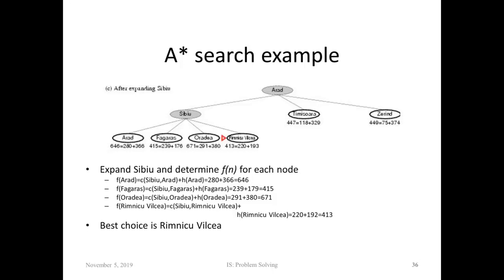For Fagaras, the path that we had to travel from Sibiu to Fagaras is 239, plus the beeline distance to Bucharest, and that's 415 and so forth. And what you now realize is that for all these 4 successors of Sibiu, you get values that are relatively high. So we have now here 413 for this one, 671 for this one. And there are still the ones in our fringe from the previous level of search, namely Timisoara and Zerind.